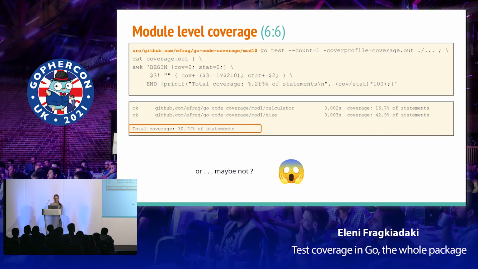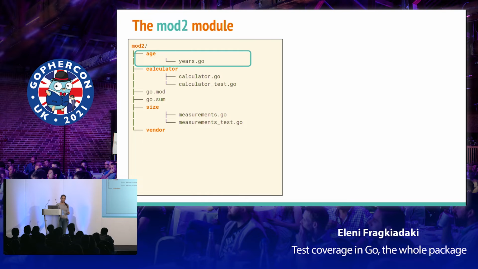Or maybe not. So there's something here that we don't know yet. And what we don't know, we're going to see with the second module, which has an additional package, which is called age. In the age package, we only have one file, years.go, and that's it.